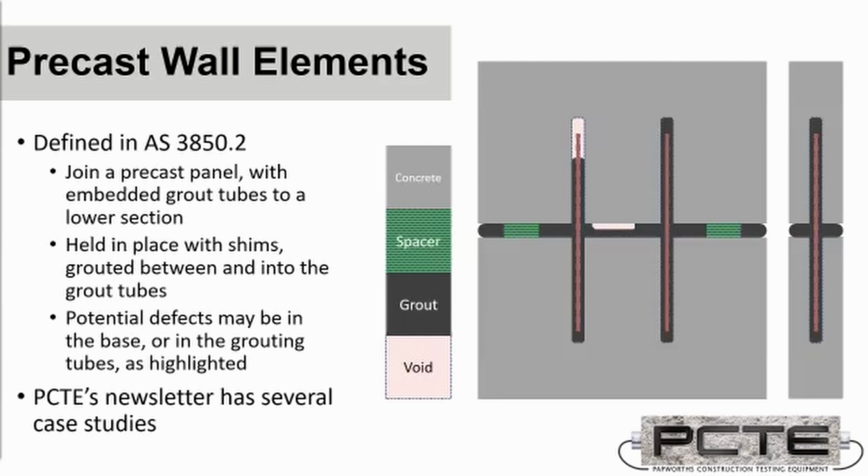This case study, with the kind of precast wall element that we were testing, is defined by AS 3850.2, where there are reinforcing bars that tie a wall together, where each panel of the precast wall is grouted at the join and grouted in ducts that hold reinforcing bars that tie it together. The potential defects we are looking for are those occurring within the ducts.